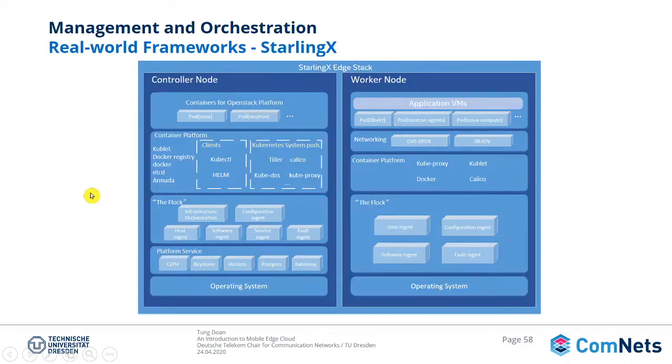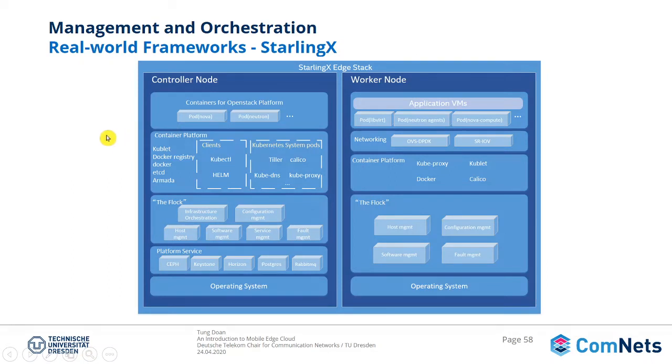The next one is StarlingX. StarlingX is now a very active project. So you can see the architecture of StarlingX. Currently, StarlingX is organized by the Wind River and the Intel company. So currently they are contributing to StarlingX. And for the framework, StarlingX includes controller nodes and worker nodes. So it also can support virtual machines and containers.